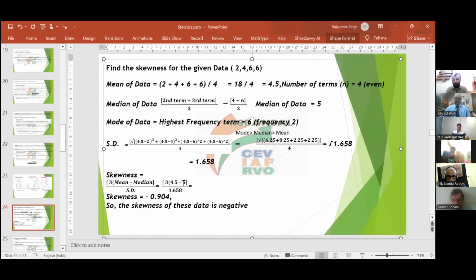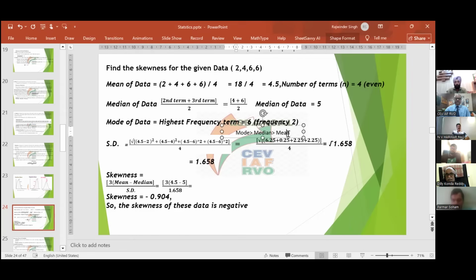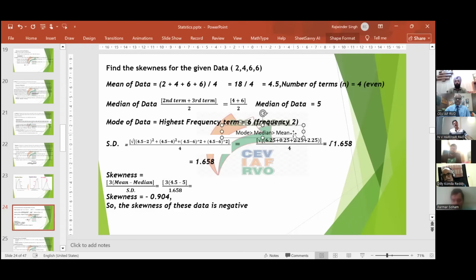So skewness, the formula is 3 into (mean minus median) divided by standard deviation: 3 into (4.5 minus 5) divided by 1.658. Skewness comes out to be minus 0.904. So see here, skewness is minus 0.904. Otherwise, you need not find it; you can simply tell from here the type of skewness. Here mode is greater than median and median is greater than mean. It means this data set is negatively skewed.